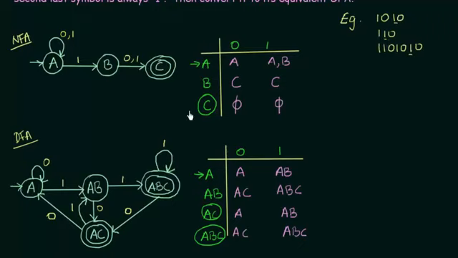1 1 0. So it comes to AC. That is also accepted because this is the final state. And let's check this: 1 1 0 1 0 1 0 comes to AC, which is the final state. So this is also accepted. So we see that all these three are accepted because they end with 1 as the second last symbol. So all strings that have 1 as the second last symbol are accepted by this NFA and DFA.